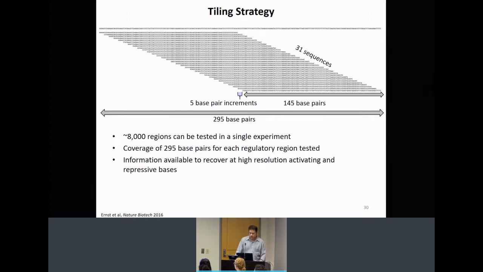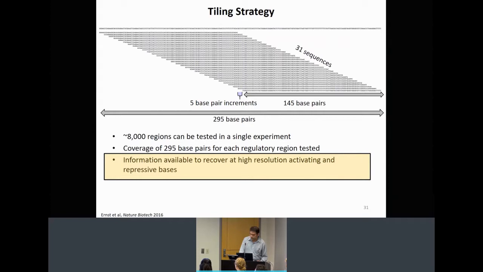So in a single experiment, we can test close to 8,000 regions. We have coverage of 295 base pairs. And this is important because from the epigenomic data, we can often be confident at a 200 to 300 base pair resolution where the most likely regulatory site is, but it's hard to be confident about a specific 145 base pair. And then we also have information available to recover, at high resolution, activating and repressive bases. So this is where some of the computational challenges come in.